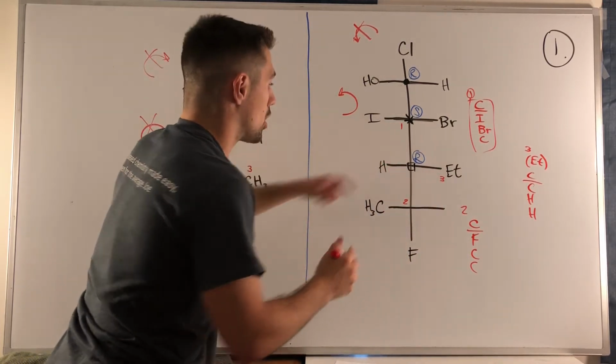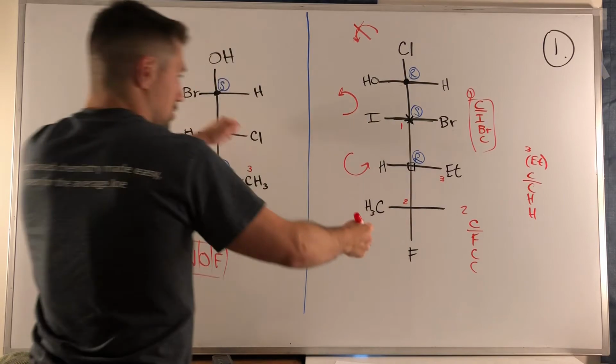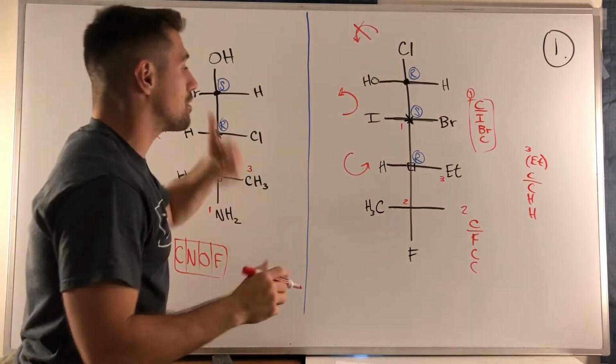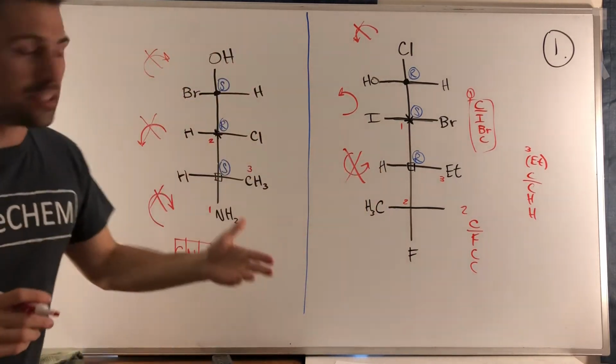So for the square carbon, we are turning S. However, the lowest priority group is facing us, so we are in fact R. We need to take the opposite.